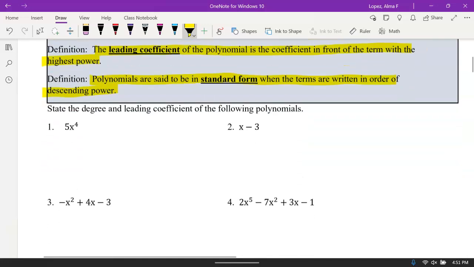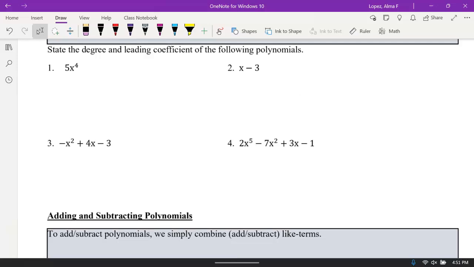What we're going to do in these first four examples is identify degree and leading coefficient. There are so many words, and it's important that we understand what each one means. When they're talking about the degree, they're talking about the exponent. So let's first go through and find the degree of each one of these polynomials. This first one has a single term, so it's called a monomial. The second one is called a binomial because it has two terms.